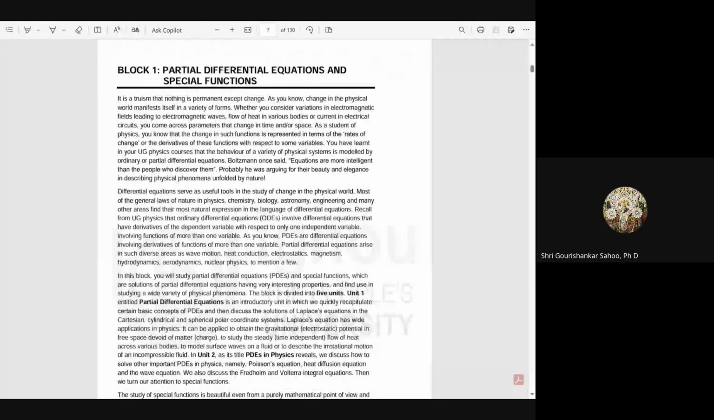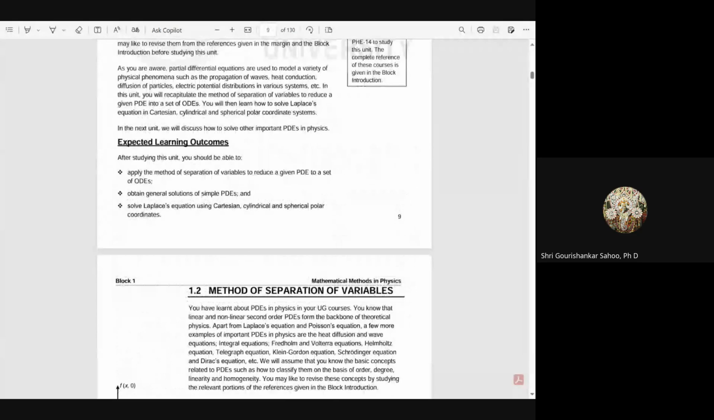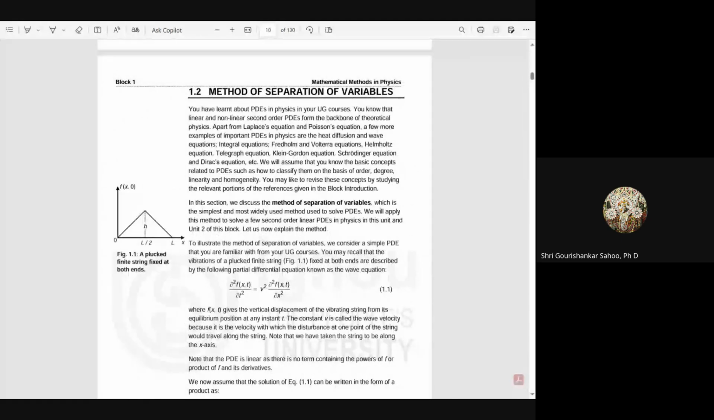So, I think in the next class we shall discuss the method of separation of variables and other techniques which are used to solve equations containing partial differential terms. So for partial differential equations, one is separation of variables, and there are some special functions for which we use special techniques to solve them.